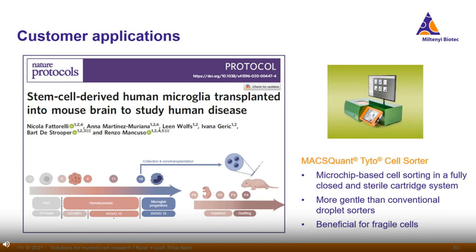But if you're more into PSC-derived cells, I would like to present to you this publication. The study was published at the beginning of this year by Renzo Mancuso and his group. They developed a new method to differentiate human PSCs into microglia and then transplant them into the mouse brain. This way, they are able to study human microglia cells in their normal environment. For these analyses, they used our Adult Brain Dissociation Kit, our antibodies, and most importantly, the MACSQuant Tyto cell sorter, which is an instrument for very gentle cell sorting that is based on microchip technology.